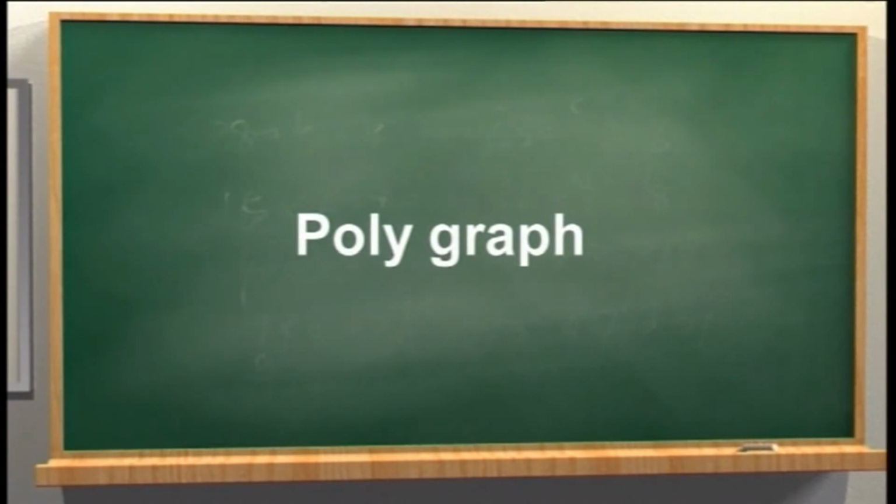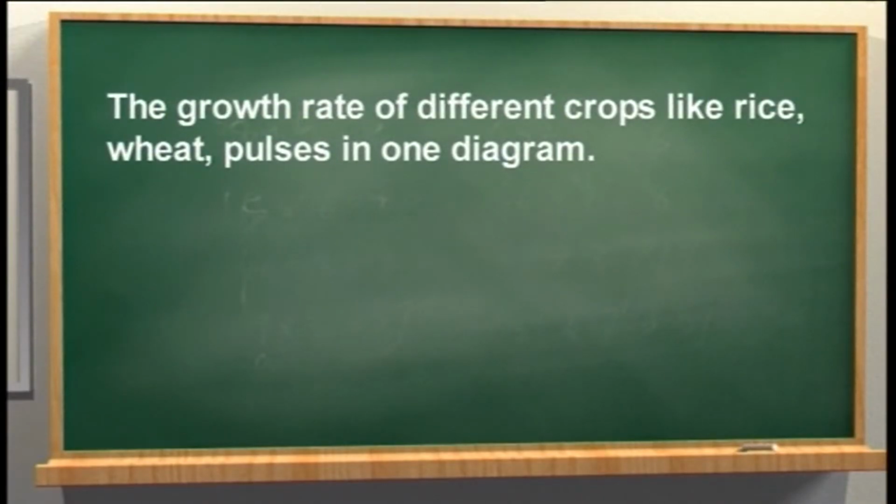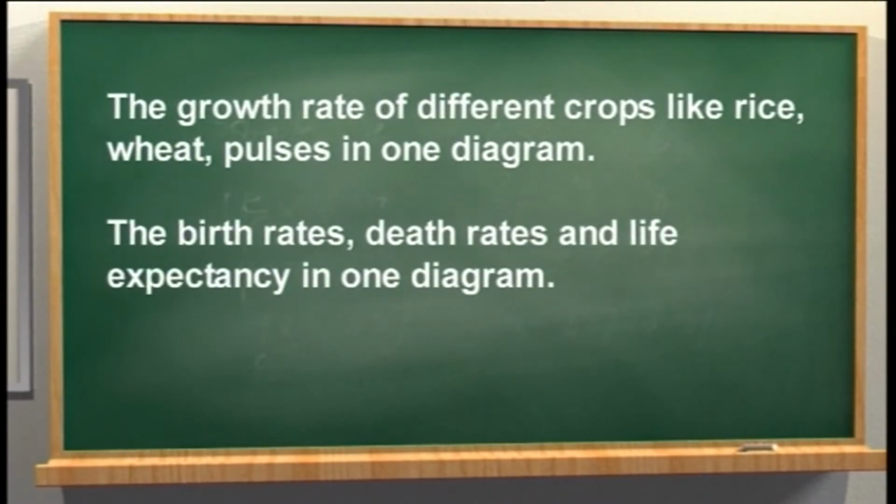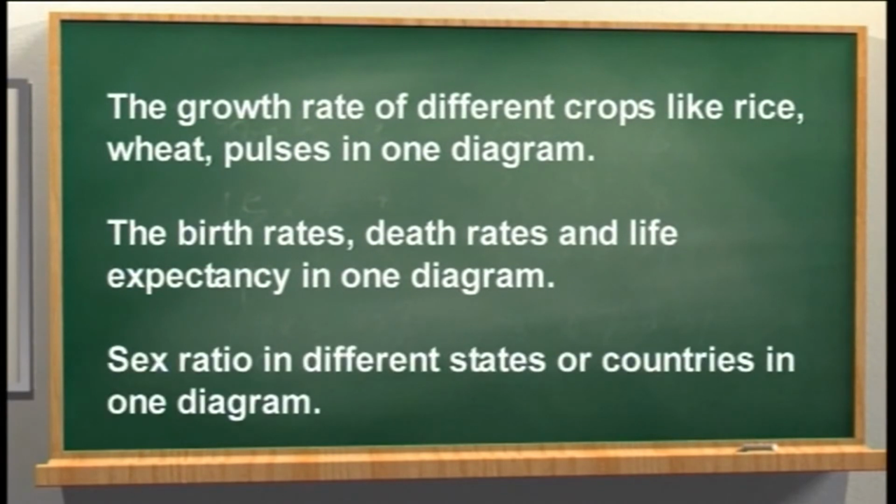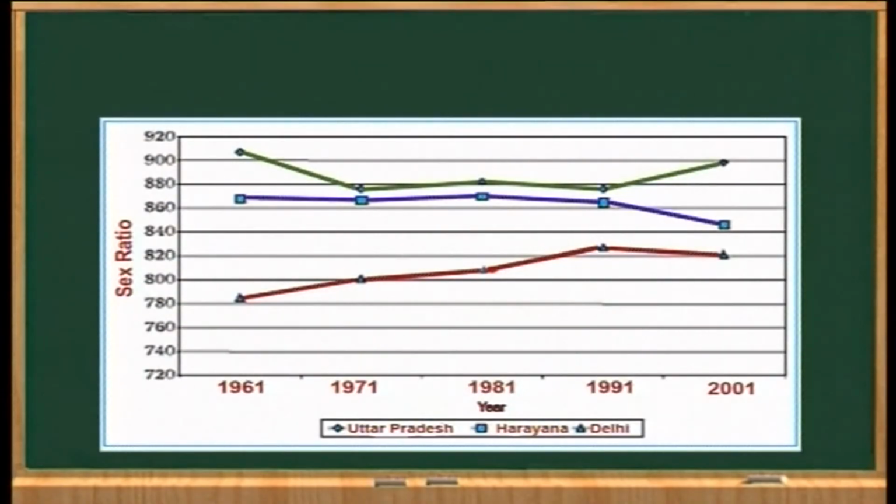Now let us move on to polygraph. Polygraph is a line graph in which two or more variables are shown on the same diagram by different lines. It helps in comparing the data. Examples which can be shown as polygraph are the growth rate of different crops like rice, wheat, pulses, etc. in one diagram, the birth rates, death rates and life expectancy in one diagram, and sex ratio in different states or countries in one diagram. Let us look at a polygraph to compare the variables.